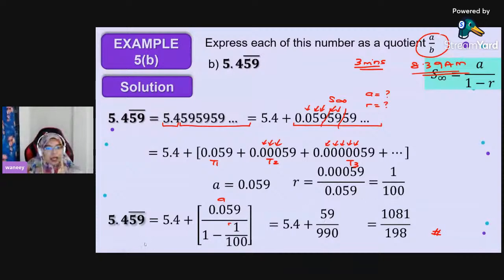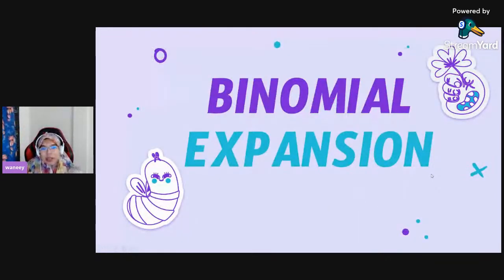Okay, done. Now let us proceed with 3.2, binomial expansion. For binomial expansion, we are going to do a few examples. And then we will finish the first formula for the binomial expansion, and continue this coming Wednesday.